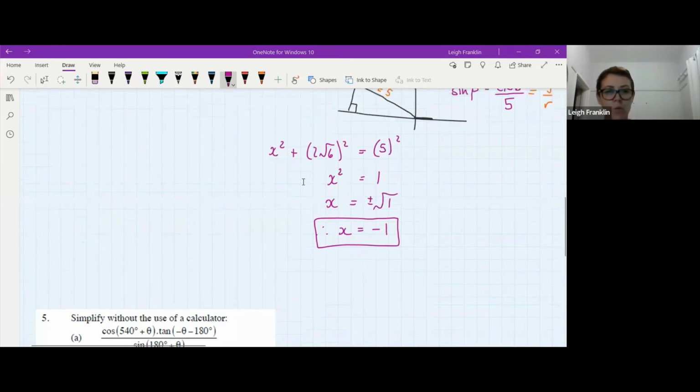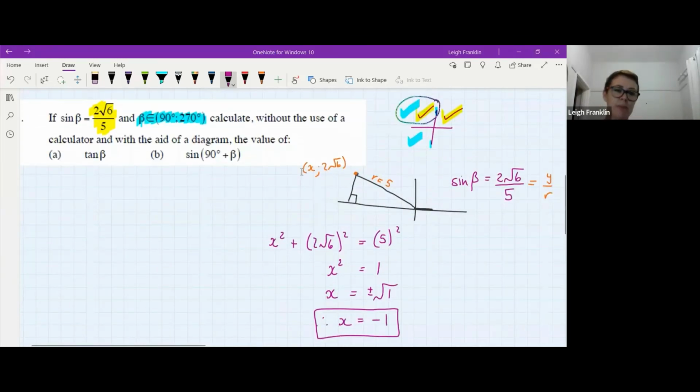Very, very important. x and y change sign depending which quadrant you are in. r is always positive because it's a distance. So the length of the terminal arm is always going to be positive. But x and y change sign depending which quadrant you are in. Very, very, very important.